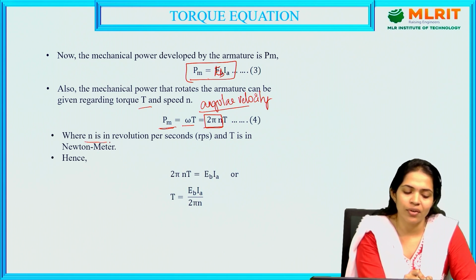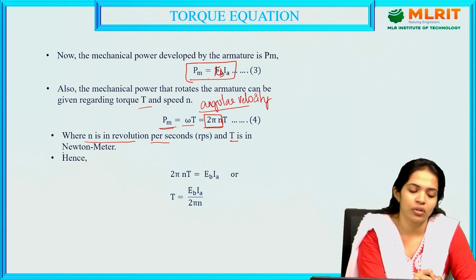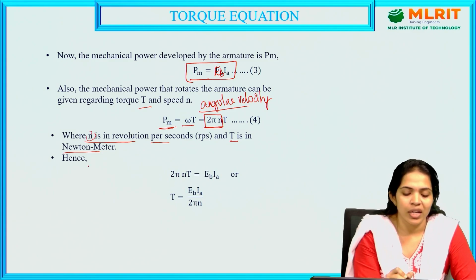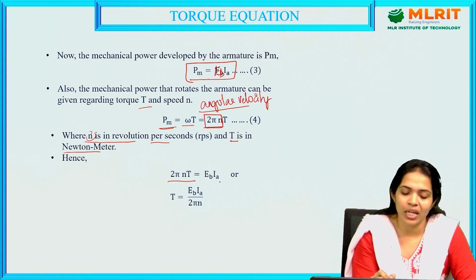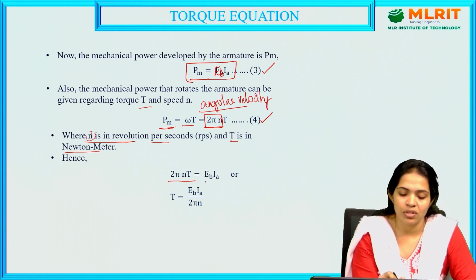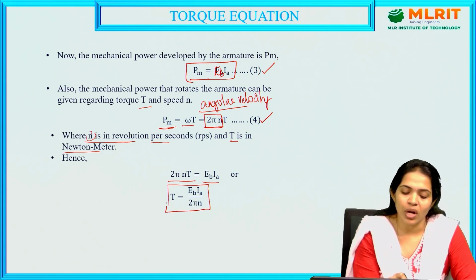Here n is the revolutions per second and T is the torque in Newton meters, as we know the unit for torque is Newton meters. When we consider n as revolutions per second, we can write 2 pi nT as the mechanical power. We can equate both the mechanical powers in equation 3 and equation 4. So 2 pi n into T is equated to Eb into Ia. From this we can rewrite the equation for torque as Eb into Ia by 2 pi n.